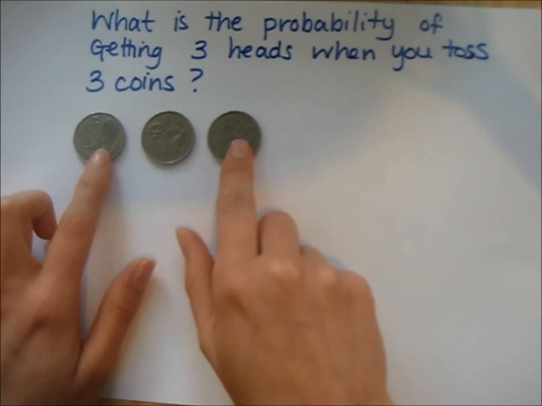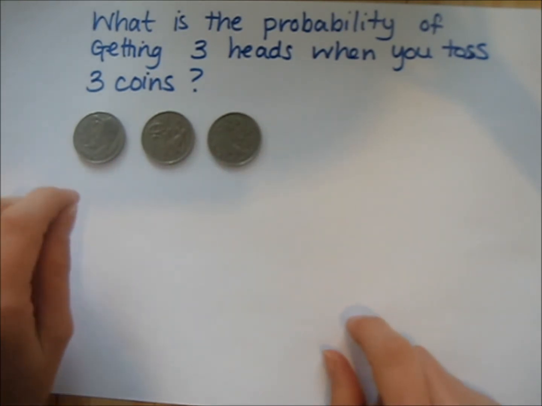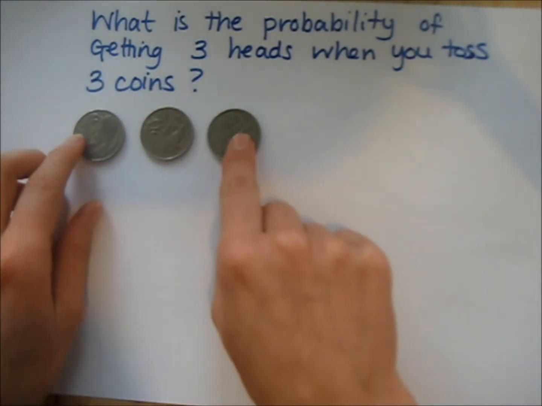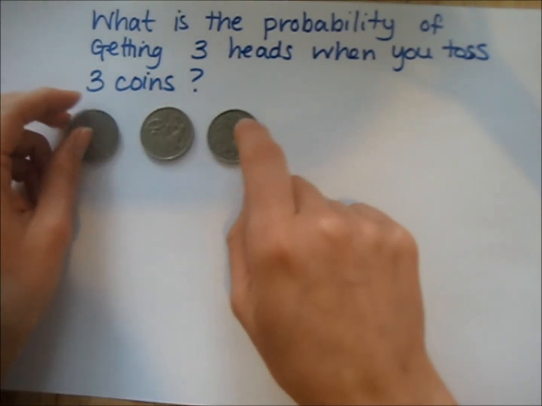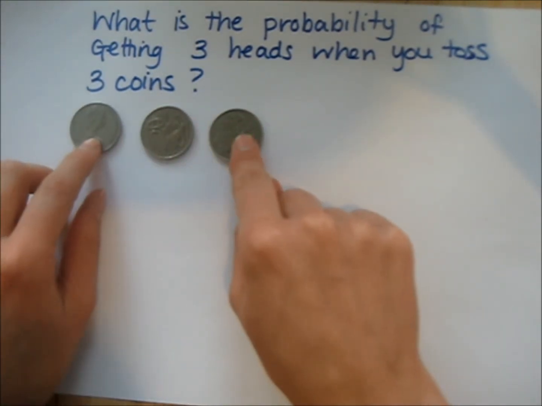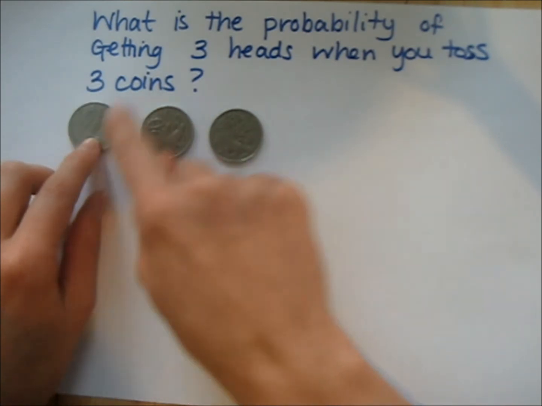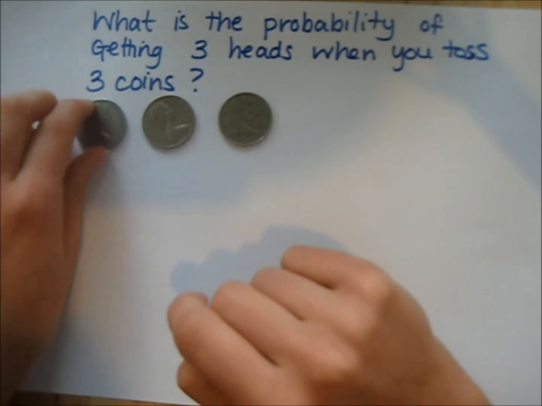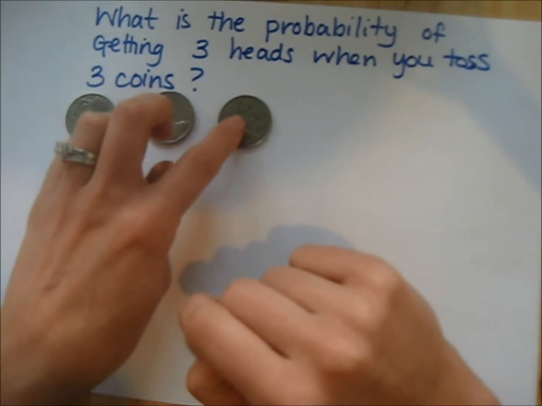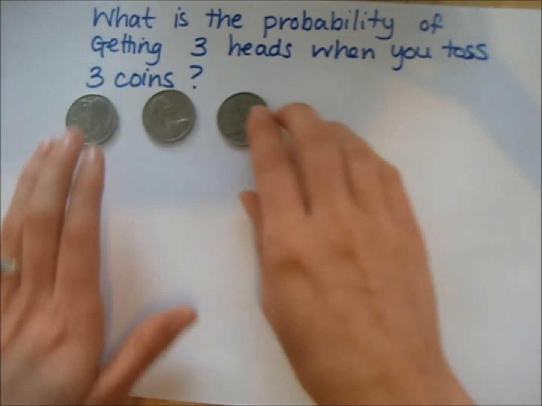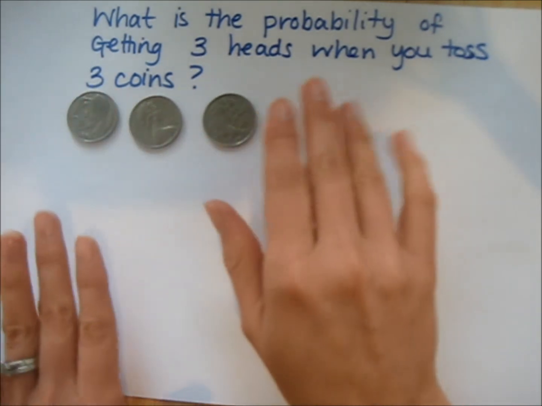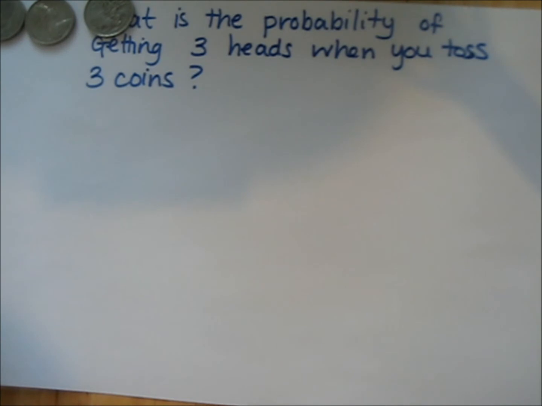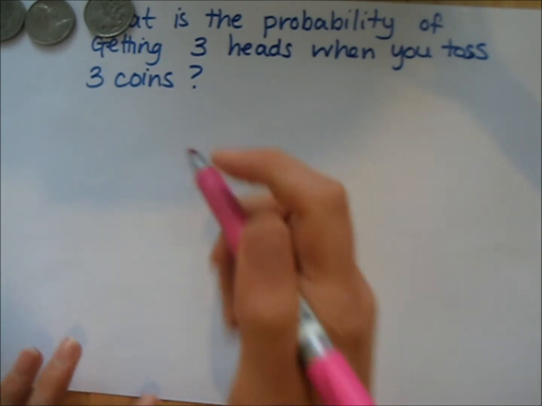Now if we start to try and think about the different combinations we can get, we could get 3 tails like this. We could get that this one is heads and these two are tails. We could get this one's heads and this one is also heads and this one's tails. We could have tails, head, tails, and you can see there's lots of different possible combinations. So again, we need an organized way to work this out. Okay, so we're going to learn about tree diagrams today.